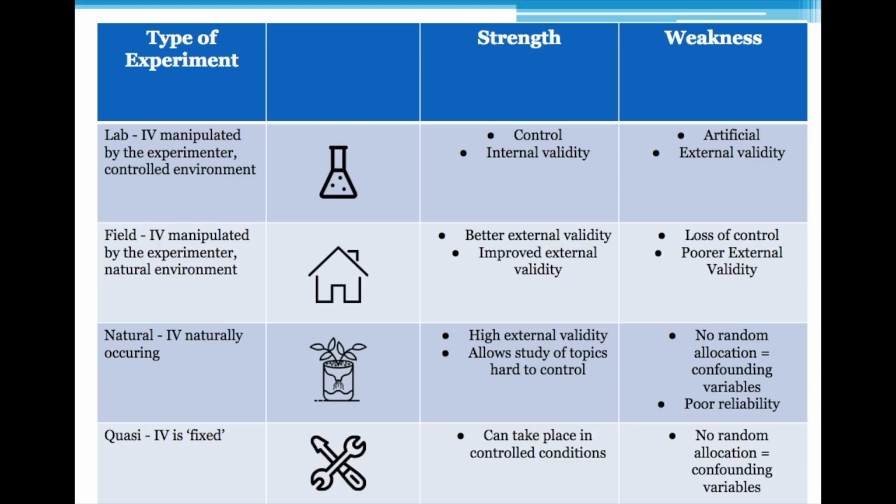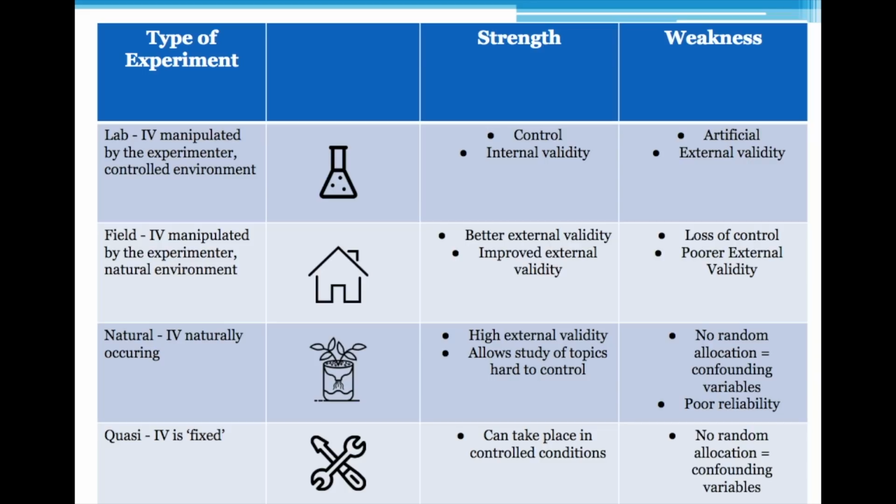In a field experiment, the experimenter could still tell the different groups of participants what they're going to be drinking, but it would happen in a more natural environment, such as a work environment or in a school. To do that same study as a natural experiment, the IV is naturally occurring. So what I mean by this is you would say, right, who drank tea this morning? And they would be the tea group. Who drank coffee? They would be the coffee group. Who's had Red Bull? And they would be the Red Bull group. So the IV has already happened. The experimenters had nothing to do with who's drunk what.